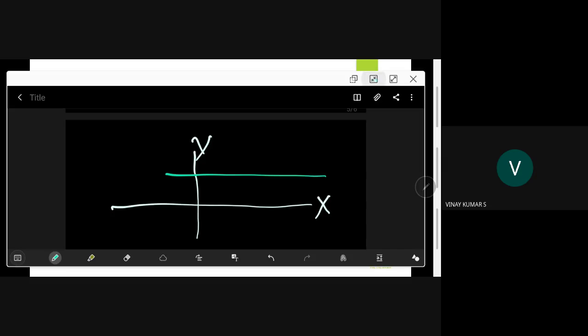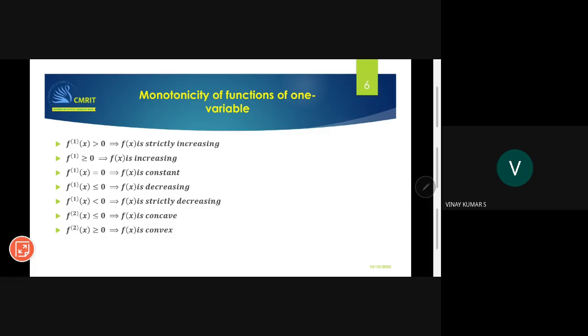Now all the cases we can tell in terms of first and second order derivatives. If f dash x, the first order derivative of f, is always greater than 0, then f of x is strictly increasing. If f dash x is greater than or equal to 0, then f of x is increasing, we say. Equality is there, simply increasing, we say. If it is greater than 0, it is strictly increasing. If f dash x is 0, then f of x is constant. If f dash x is less than or equal to 0, decreasing. Strictly less than 0, then it is strictly decreasing.